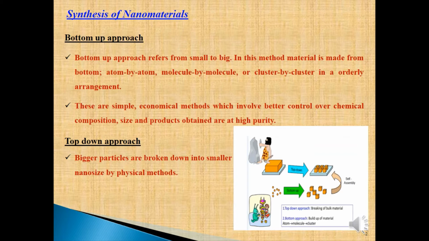You can see the bottom-up approach in the diagram below. Basically, it is prepared from a small particle to the large material, what we can say is a big material. The other approach is the top-down approach. Here the bigger particles are broken down into small-size nanomaterial by a physical method. So these are generally the two approaches for the preparation of nanomaterial.